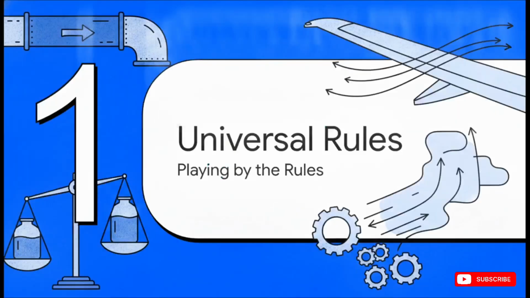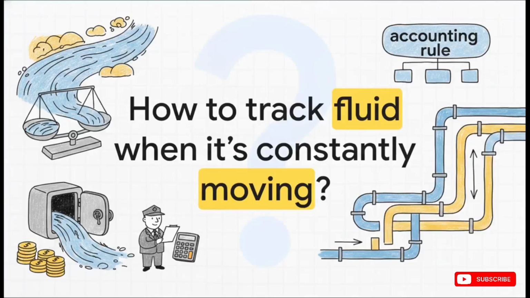Part 1. The universal accounting rules. We're playing by the universe's rules. All right, so here's the big secret. Fluids literally cannot cheat the universe. But how exactly do engineers track fluid when it's constantly moving and changing shape? I mean, you can't exactly put a flowing river on a bathroom scale, right?